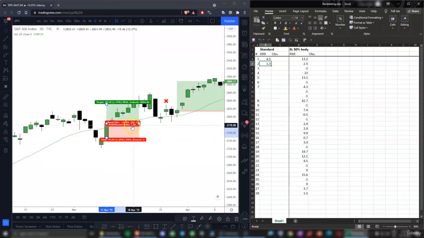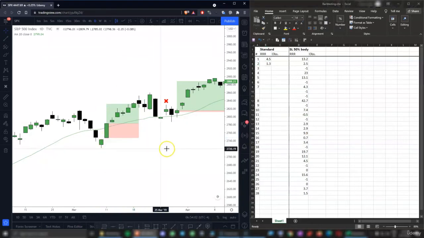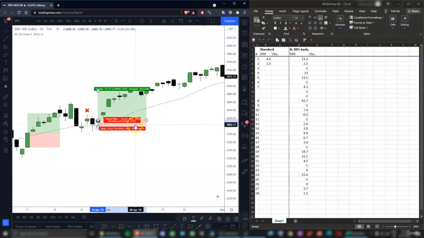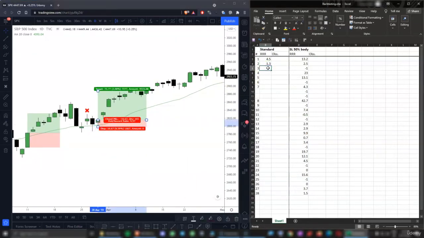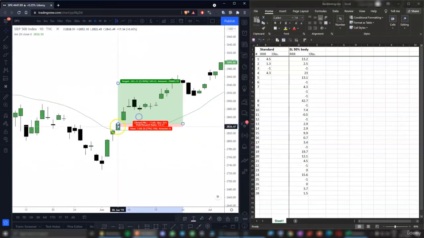So you see that I'm doing 1.3 instead of 1.36. So that should cover, for every trade, that extra point that you need to add. 4.3. So the minus 1 is still here. Then we have 4.3. 4.8.